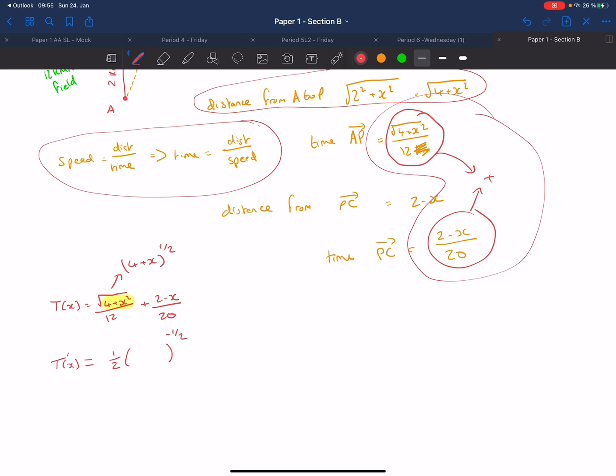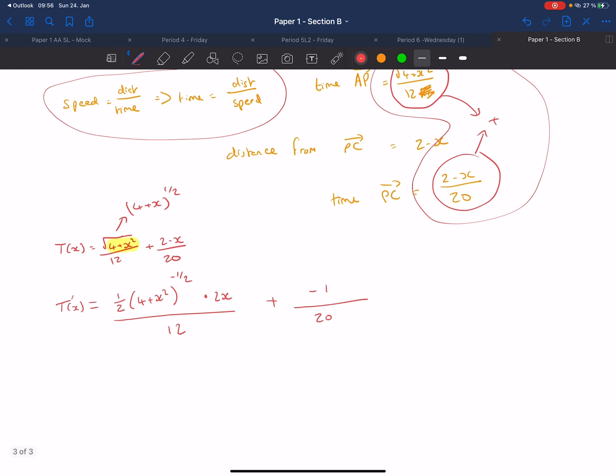I put back in my blah, so 4 plus x squared. And I multiply by blah differentiated. 4 differentiated is 0, x squared differentiated is 2x. And let's not forget that divided by 12. I'm just going to bring that in there at the end. The next part doesn't need the chain rule because there's not a function within a function. So I'll keep my divided by 20 down there. I differentiate 2, I get nothing. I differentiate x, I get minus 1.